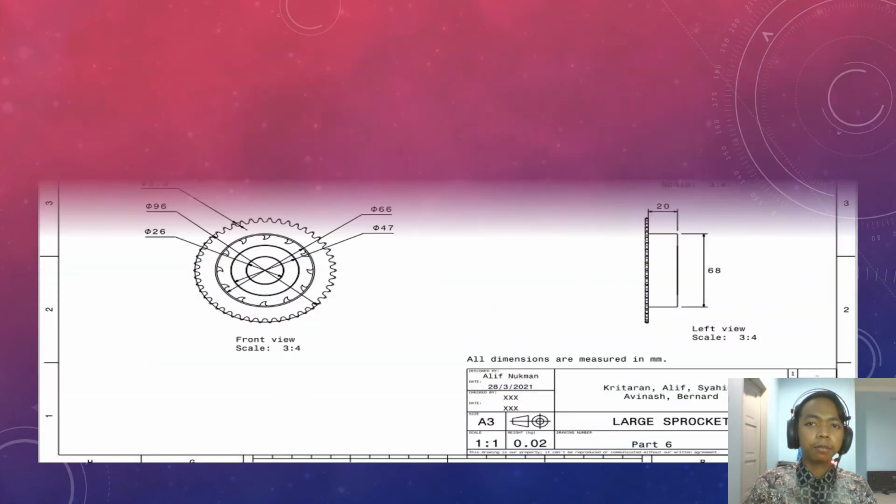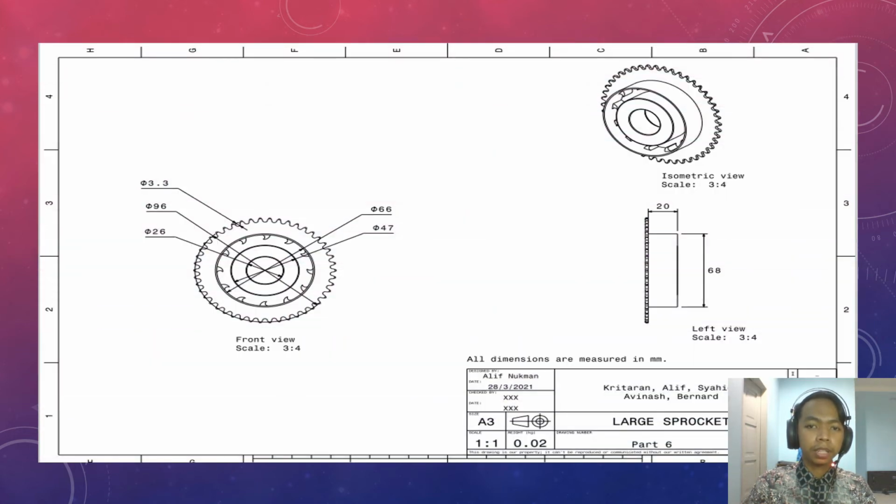The sixth part will be the large sprocket. The outer diameter and the pitch diameter are chosen so that it will have 46 teeth and will also fit the chain. And as you can see, there are other teeth in the middle. It is to transfer motion from the lever to the sprocket.